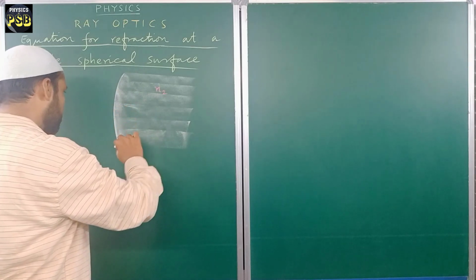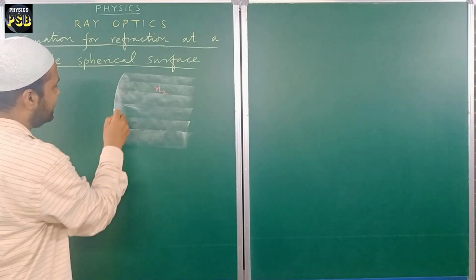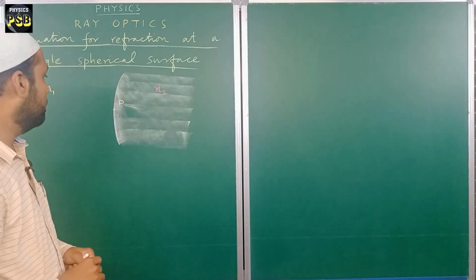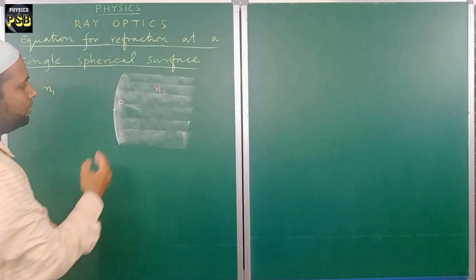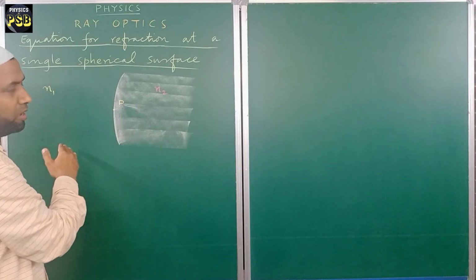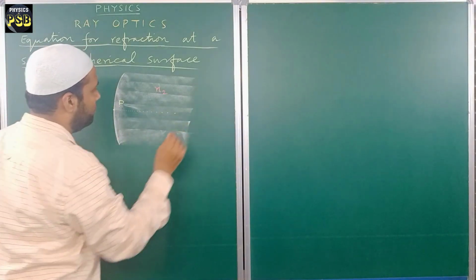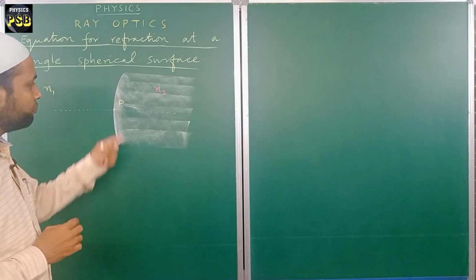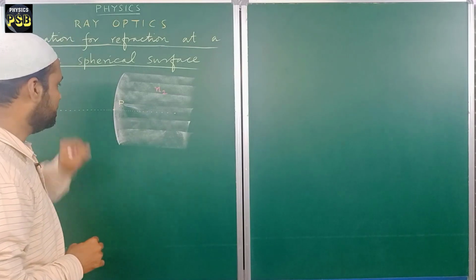Now, I take one point here at the center. I call it P. Here P stands for pole, the pole of this spherical surface which has separated two media of different refractive index. Now, a line which passes through the pole is referred to as the principal axis. This is the principal axis and here P is the pole.